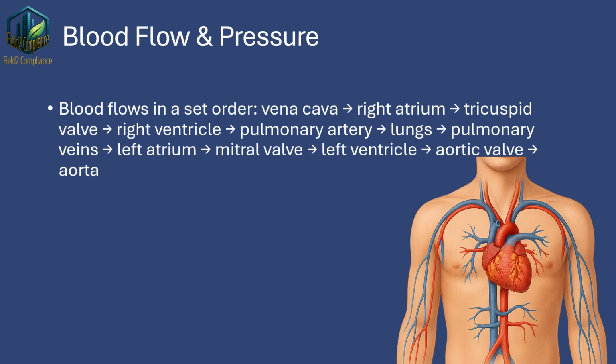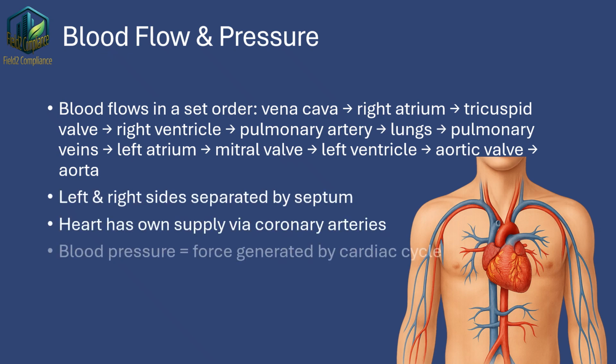Blood moves through the heart in a set pathway. Deoxygenated blood enters through the vena cava, goes into the right atrium and ventricle, and is pumped through the pulmonary arteries to the lungs. Oxygenated blood returns via pulmonary veins to the left atrium and ventricle, and then flows out through the aorta. The heart's left and right sides are divided by the septum, and it has its own blood supply through coronary arteries. Blood pressure is the force generated by this cardiac cycle.